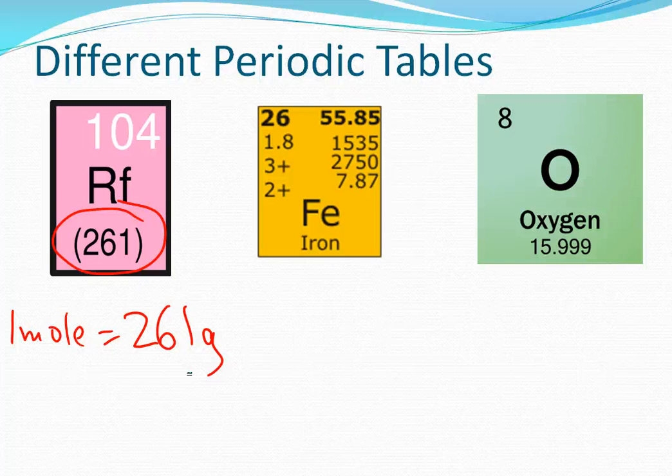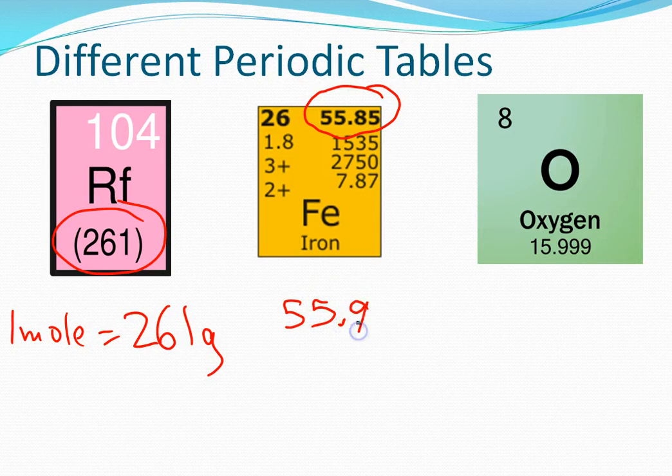Now for iron, a little different periodic table here. We've got some pluses and minuses, some other numbers here, like some melting points and stuff like that. But again, the number you want to look at is over here. Okay, it's a bigger number of the 2 major ones. And again, we want to round that to 1 decimal. This one would round to 55.9. Again, that 5 rounds it up, grams. So a mole of iron would weigh 55.9 grams.